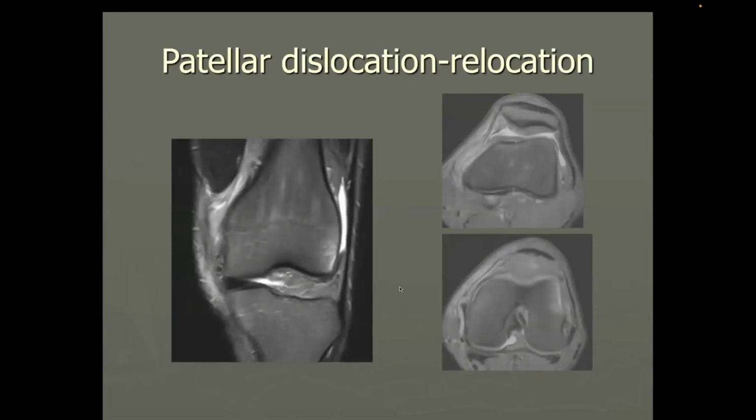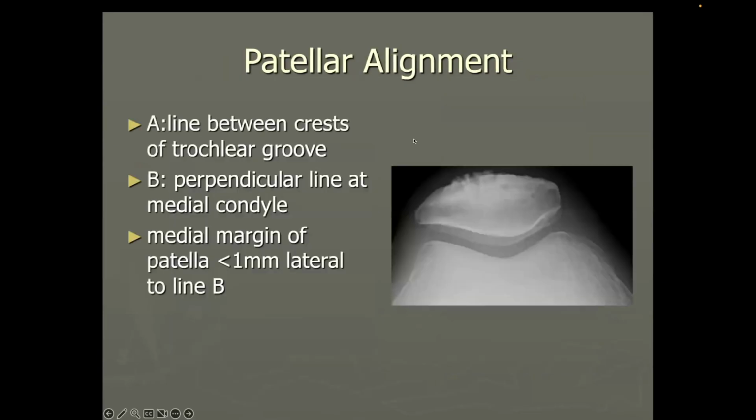So here's an example. You see the bone bruising at the lateral femoral condyle here, and you can see the MPFL has torn off of the medial aspect of the femur. So that is your patellar dislocation and relocation, that classic lateral femoral condyle bone bruise. And sometimes you'll see a bone bruise at the medial patella as well. Patellar alignment can often be viewed when you're looking at plain films. MRI can be helpful for TTTG, that sort of thing.